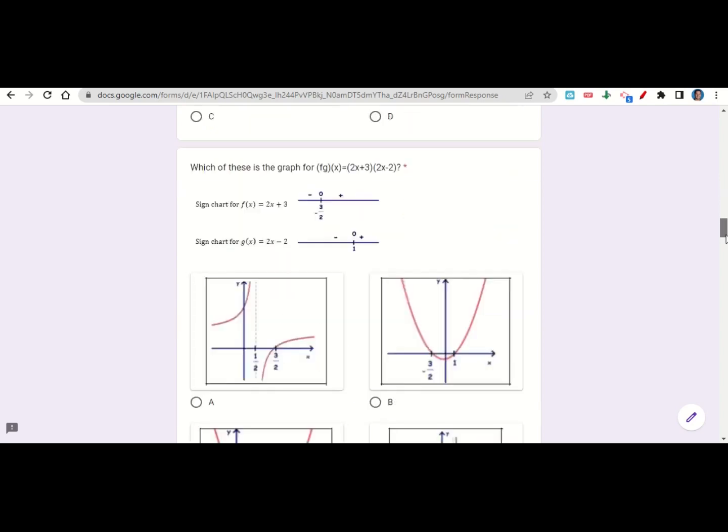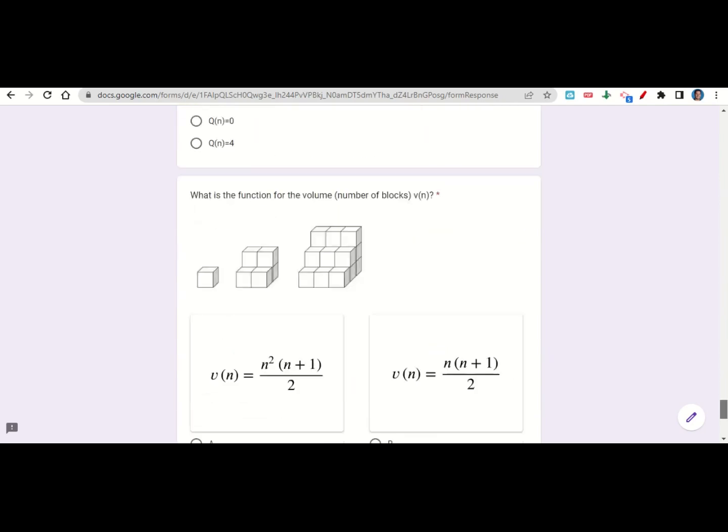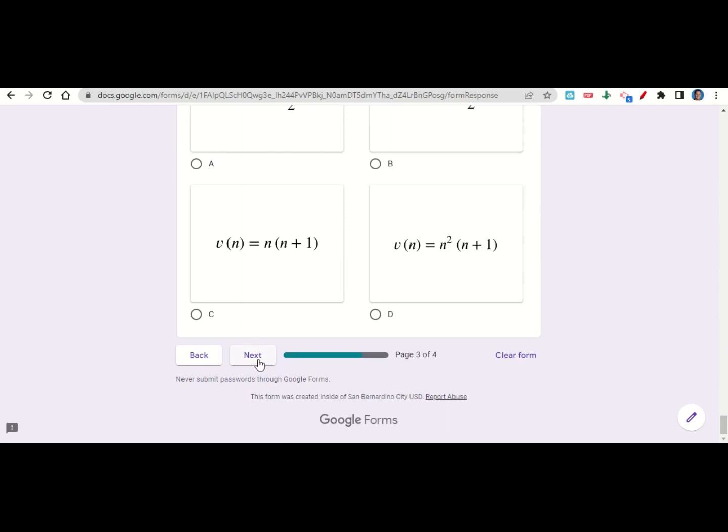And then we'll continue to answer all of these questions until we get to the end of the assignment. Once you get to the end of the assignment, go ahead and click Next. This will take you to your Before You Go. Go ahead and fill out your Before You Go and then submit your work on Google Classroom.